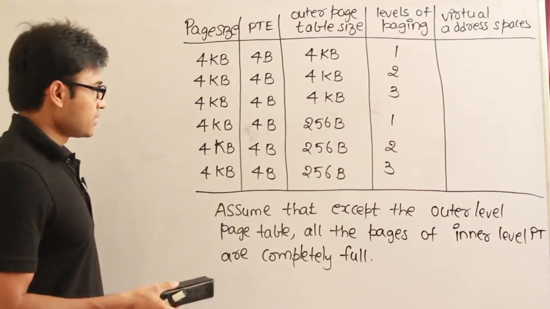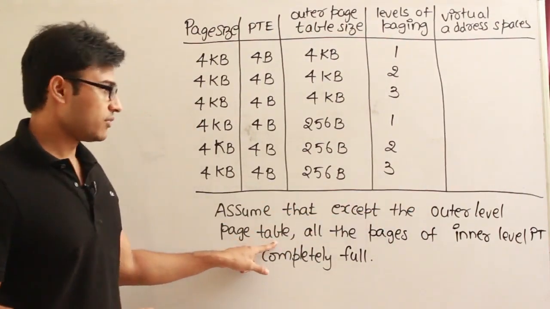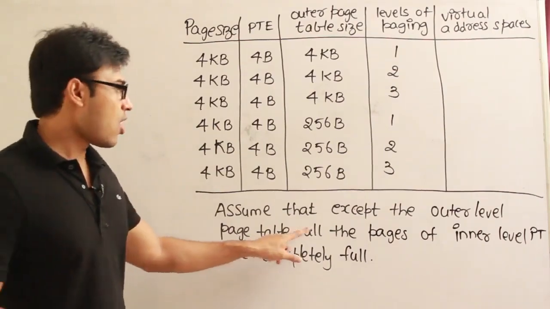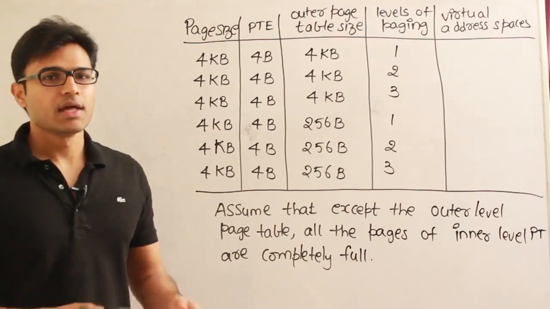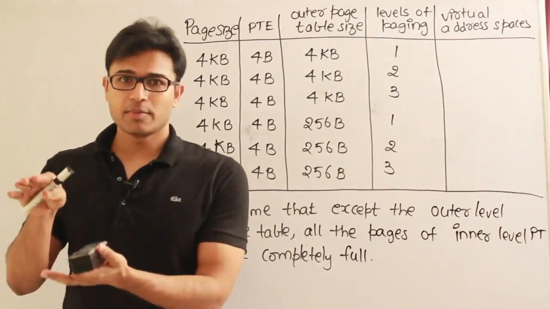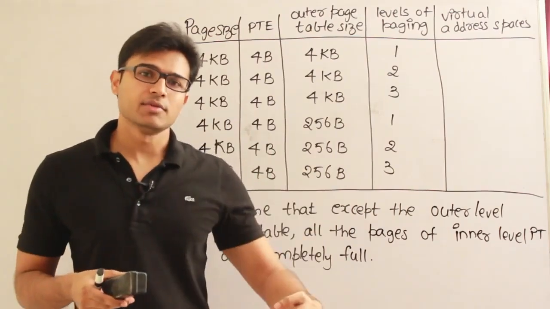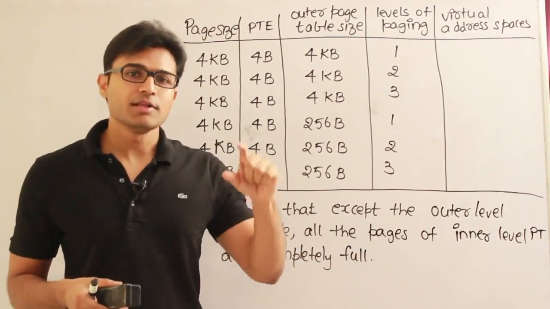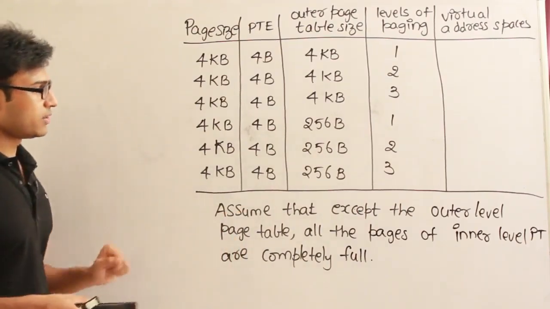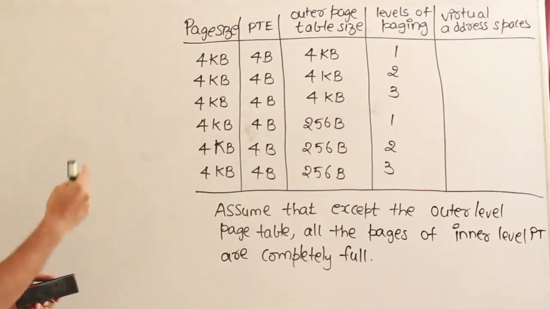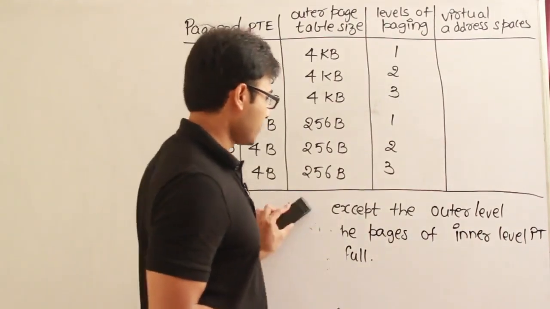Now they are asking what is the size of the virtual address space. In order to solve this, one more assumption is given. Assume that except the outer level page table, all the pages of the inner page tables are completely full. The outermost one might not be completely full, and in some cases it will be completely full. All the inner level page tables have pages, and all the pages are completely full. That is the assumption, right? I hope you have understood the question. I'll solve all these questions; maybe by the time I finish solving them, you'll understand it.